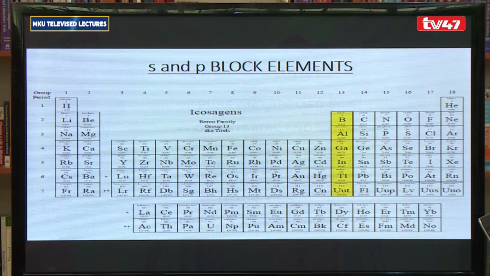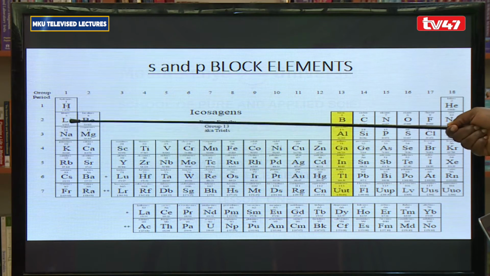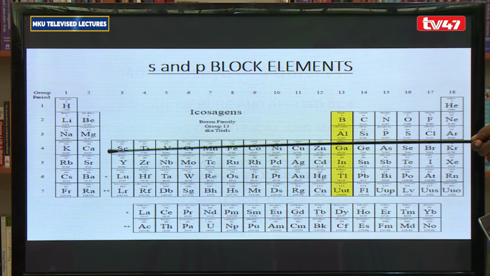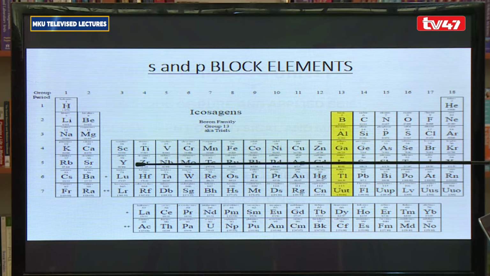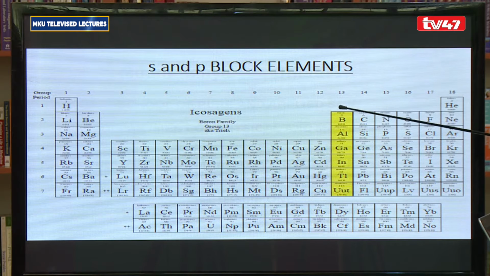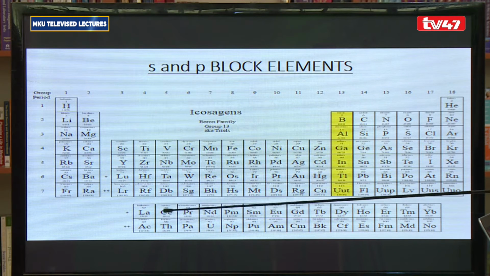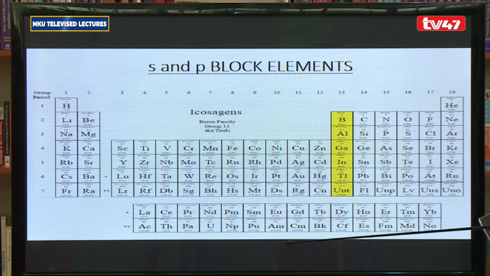The periodic table is divided into 4 categories. The first two groups, group 1 and group 2, are called the S block elements. The middle elements, from group 3 to group 12, are called the D block elements, while group 13 to group 18 are called the P block elements. And there is another category that we call the F block elements.